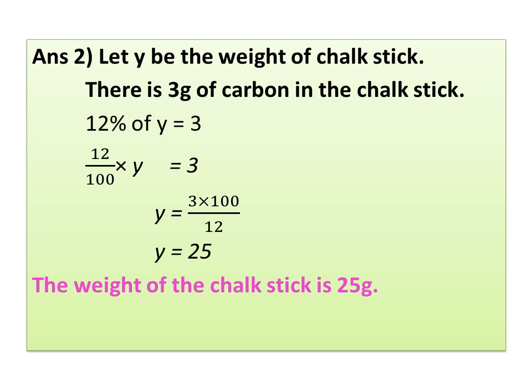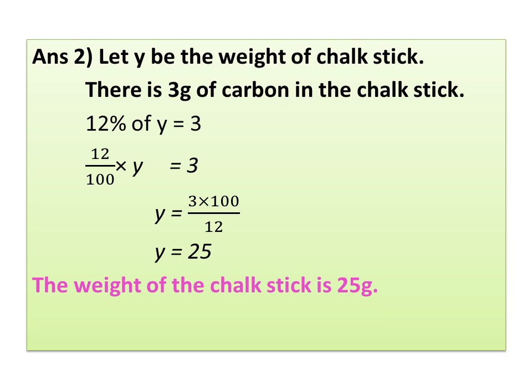Y is equal to, by cross multiplication, 3 multiplied by 100 upon 12. Now we will do the cancellation. 3 ones are 3, 3 fours are 12. Again we can do the cancellation. 4 ones are 4, 25 fours are 100. So after this cancellation we will get Y equal to 25. Okay children, so the weight of the chalk stick is 25 gram.